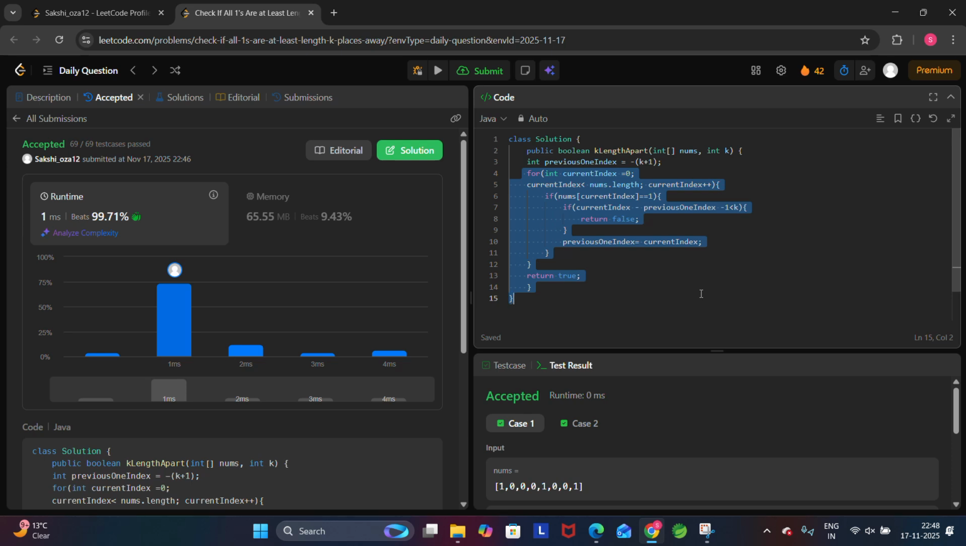So this is what the code basically does. This code is clean, it runs in linear time and uses constant space. It's a great example of how a simple tracking variable can solve a spacing or distance based problem very efficiently.